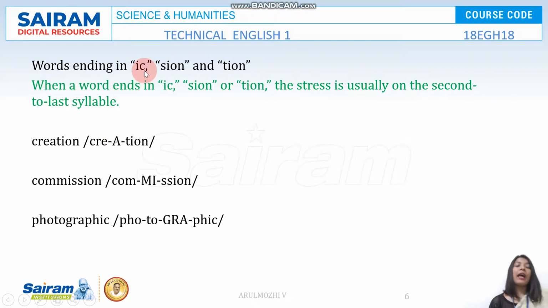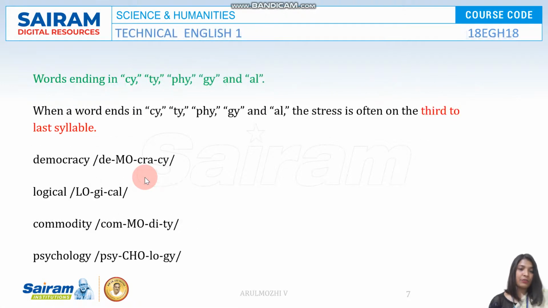Whenever you have words ending with -ic, -sion or -tion, the stress usually falls on the second to last, the middle syllable. Creation, commission, photographic.